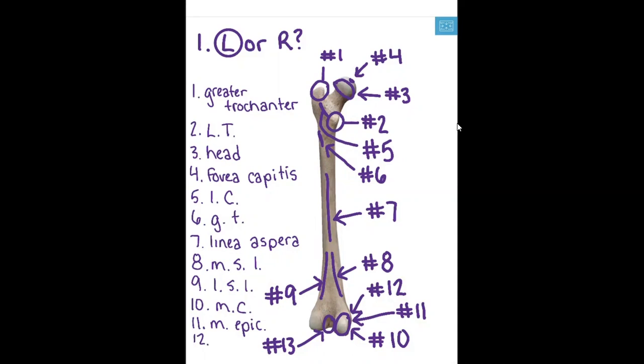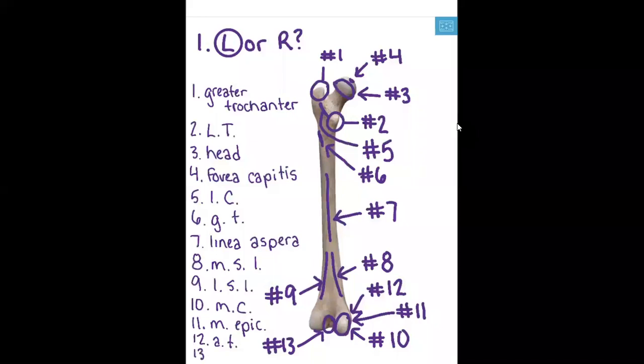On top of your medial epicondyle sits your adductor tubercle. And then that spot right in the middle of the two condyles is going to be your intercondylar fossa. Now we all remember what a fossa is, so that should help a little bit. And it's right in between the medial and lateral condyles. So by deduction, you should be able to figure that one out.